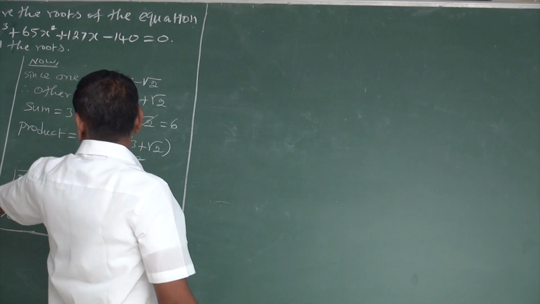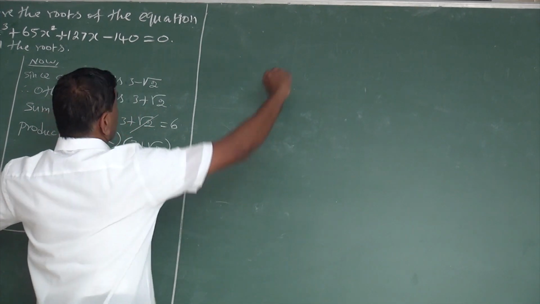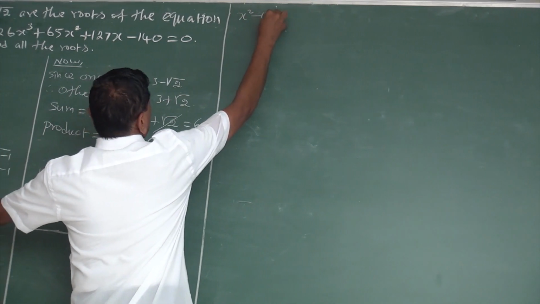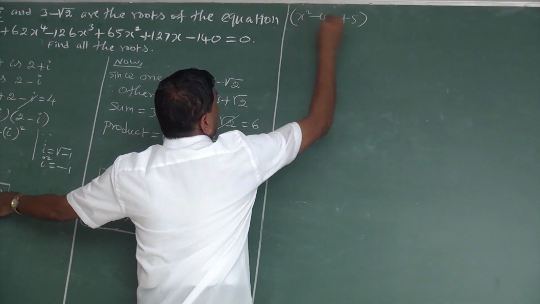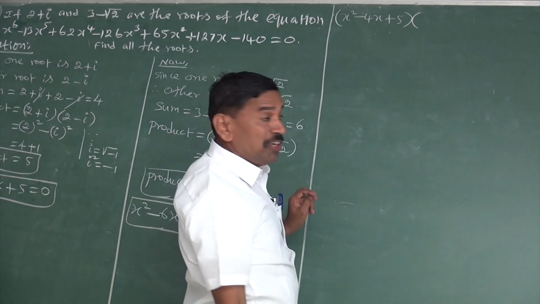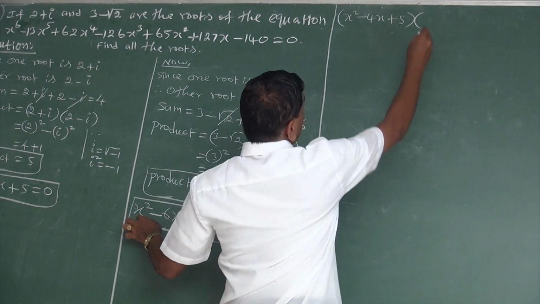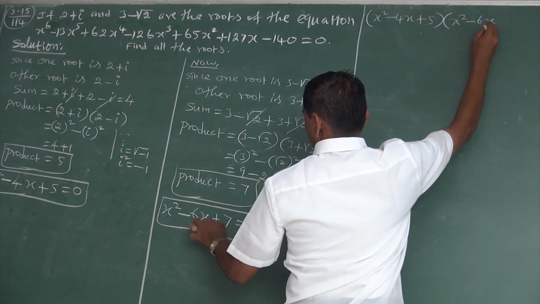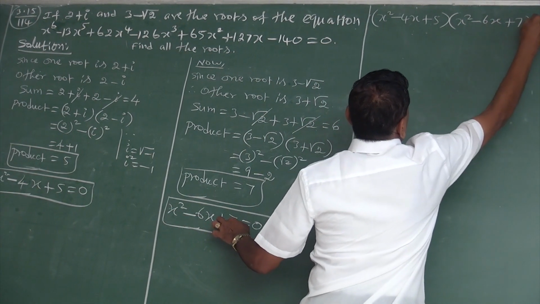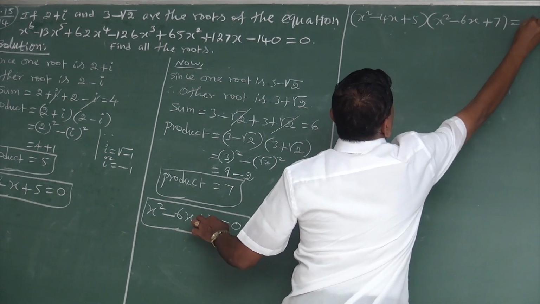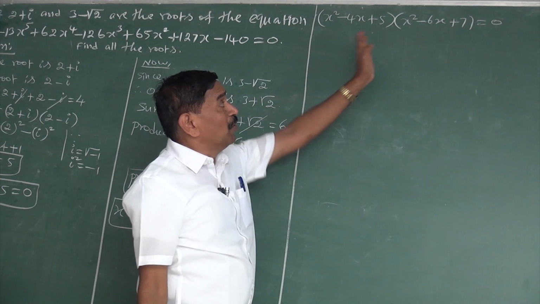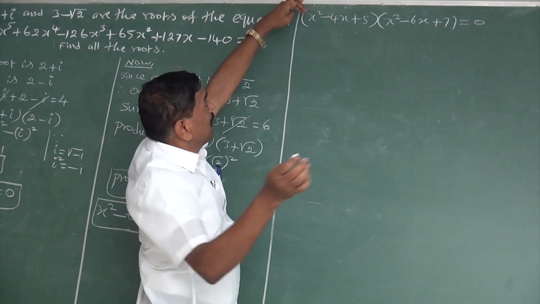Now I want to find the product of these two answers. That is, the first one is x square minus 4x plus 5, multiplied by, okay, what is the second equation? The second answer is given by x square minus 6x plus 7, which is equal to 0. Okay, now it comes under just algebraic product. Now let me see how to multiply. Okay, tell me the answer.